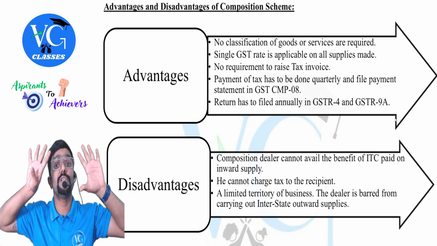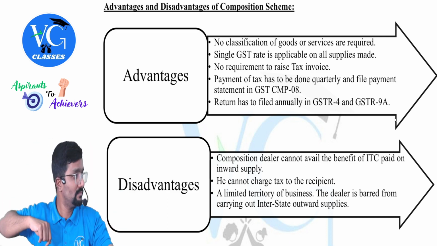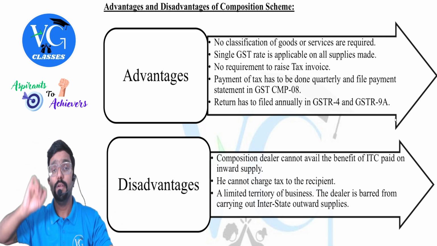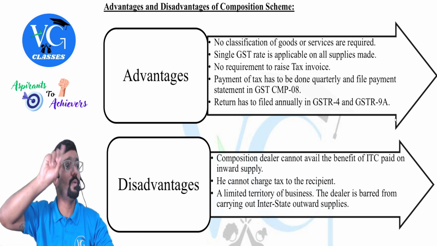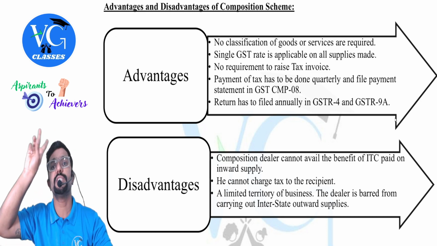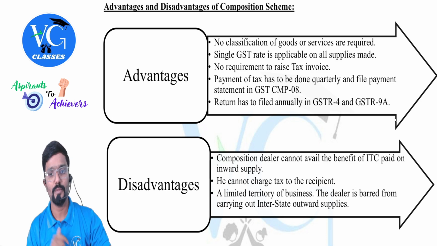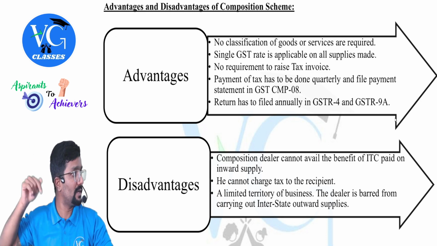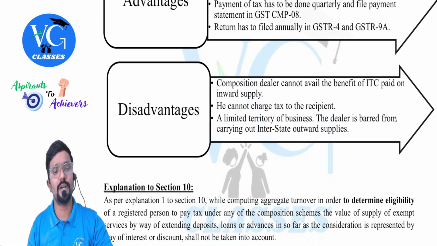Sir, what if I am under section 9? You have to file every month. You have to pay tax every month. Every month you have to file 2 returns, GSTR 1 and GSTR 3B. Okay, that is for section 9 I am talking about, not 10. Okay, then coming to disadvantages.